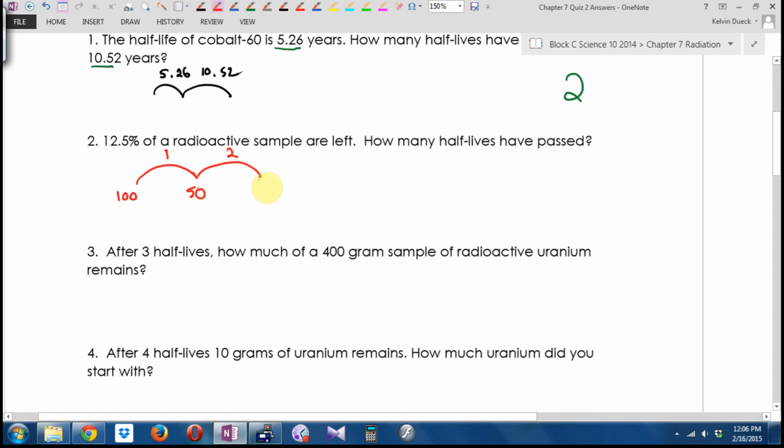Here's another half-life. What percent is left? Here's another half-life. What percent is left? And I hope now by drawing a little picture you can see it's a little more obvious how many half-lives have passed. Altogether, 3, not 4, 3.